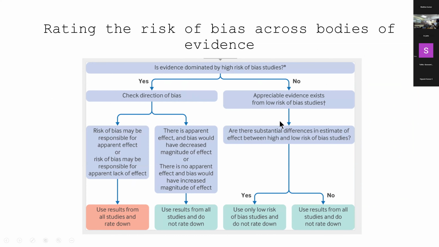Suppose your evidence has a lot of low risk of bias studies, that is, more than 40-50% is low risk of bias. Here you can have 2 options. You segregate them as high risk and low risk studies and see their individual results. If they both are matching, you combine everything and don't rate it down. But if you find both are not matching, you take the evidence only from your low risk of bias studies.